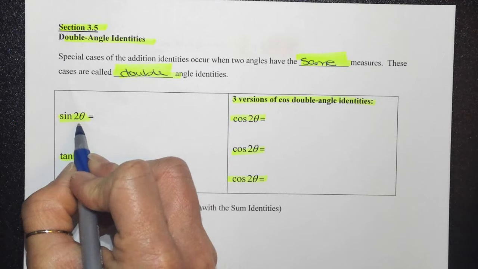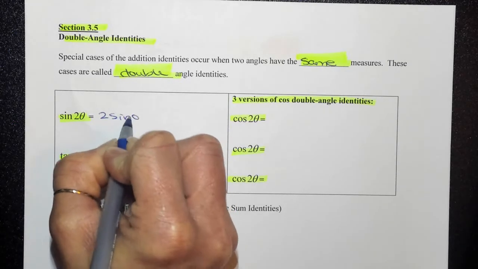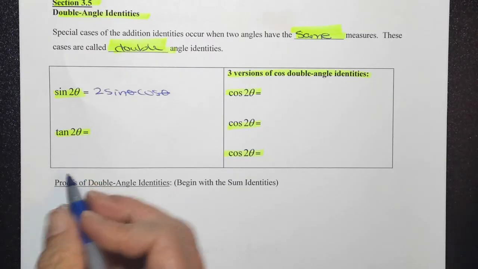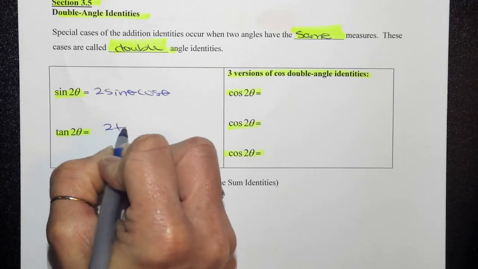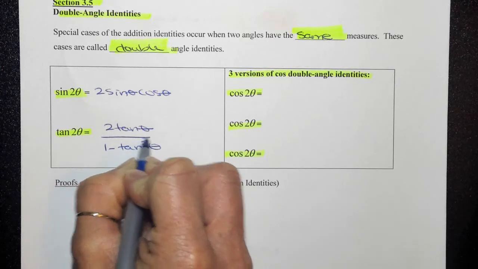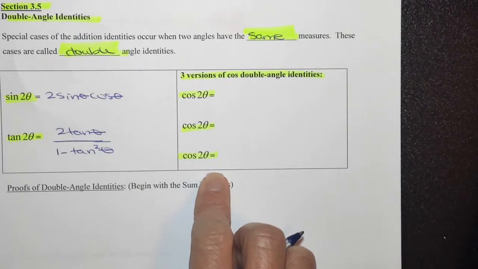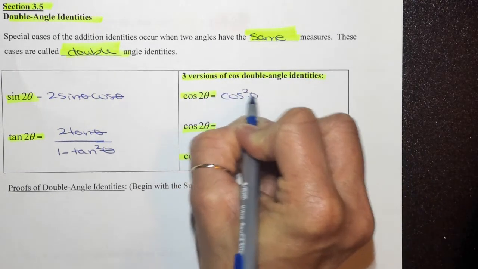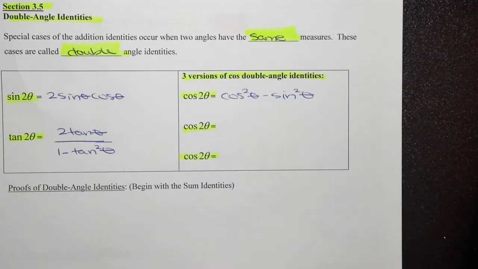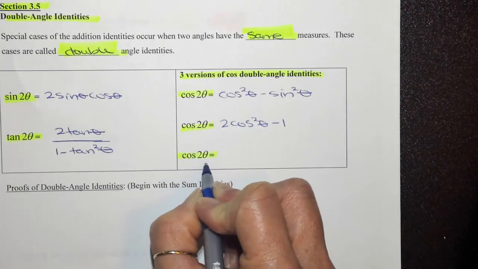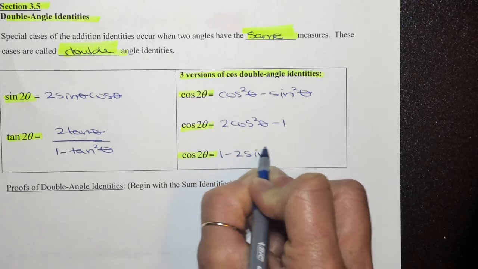So first of all, our double angle for sine is 2 sine theta cosine theta. And this comes up a lot, especially when you get to calculus. The double angle for tangent is 2 tangent theta over 1 minus the tangent squared. Okay, and then cosine is special, based on the original, which is cosine squared theta minus sine squared theta. If we make substitutions using the Pythagorean identity, one variation is 2 cosine squared theta minus 1, and then the other would be 1 minus 2 sine squared theta.